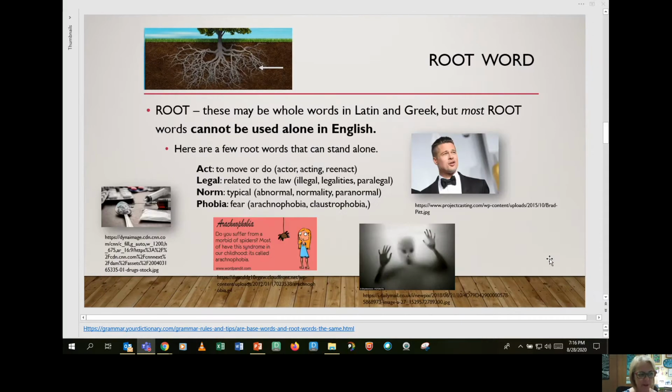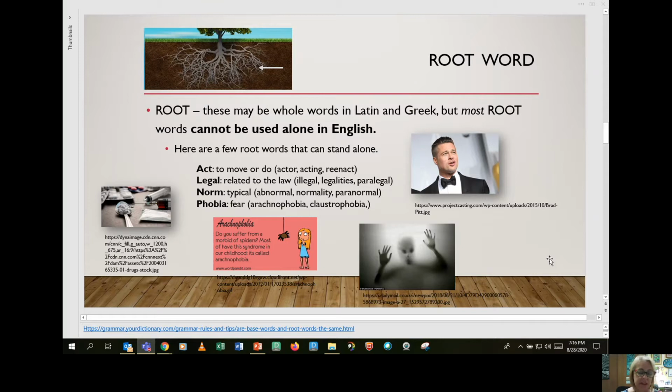So there are some root words, and these are Latin and Greek. But remember, most cannot be used alone. So, for example, here are some root words that can stand alone. Act, which means to move or to do something. So we can say, don't act that way. We use it by itself without adding a prefix or a suffix. Or we can say actor, and it's the person, or acting, and it's the action, or reenact, it's to react.